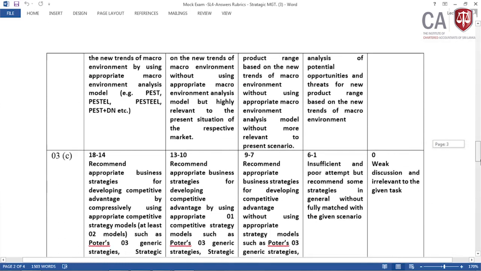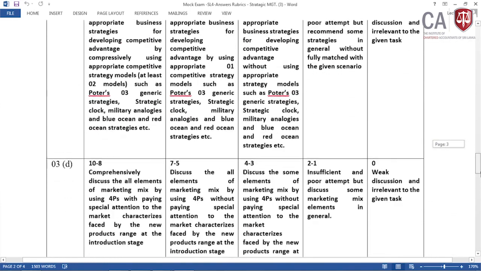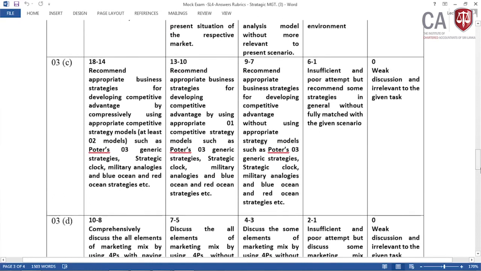Part C, recommend appropriate business strategies for developing competitive advantage by comprehensively using appropriate competitive strategy models. At least 2 models. It is asking you to apply at least 2 models because 18 marks are given now. Such as Porter's 3 generic strategies, strategy clock, military analogies and blue ocean and red ocean strategy. Actually, we discussed 3 models' applicability.